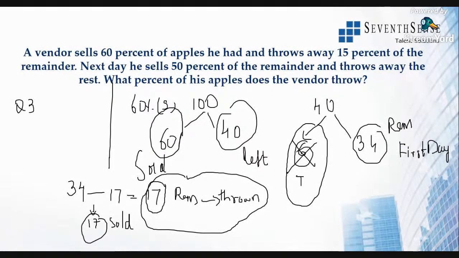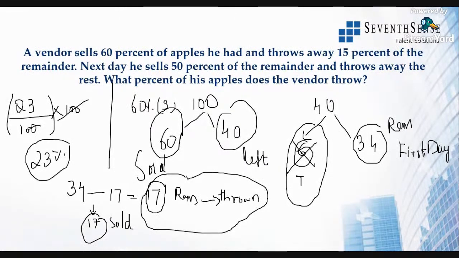If he is throwing 23 apples out of totally 100 apples, that will be into 100. This is the percentage value. So 100 and 100 cancel. So he is throwing 23% of the apples. It means he is throwing 23 apples. That's all. Hope everyone understood this. Clear?